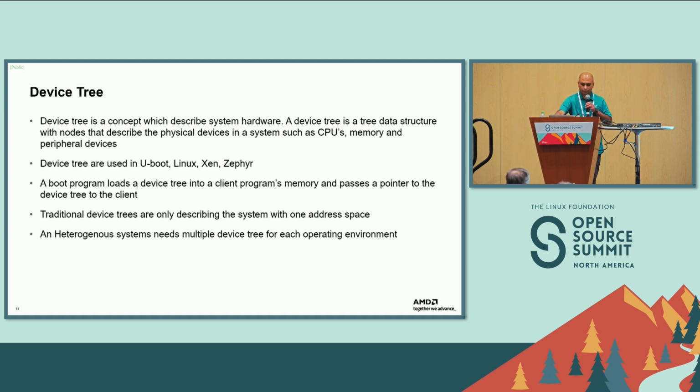Usually the traditional device trees are described for only one system with one address map. In the case of the system device tree, we define it for a heterogeneous system, which would otherwise need multiple device trees for each operating-specific environment. You can build one device tree which can be used for Linux, U-Boot, Xen, and Zephyr.